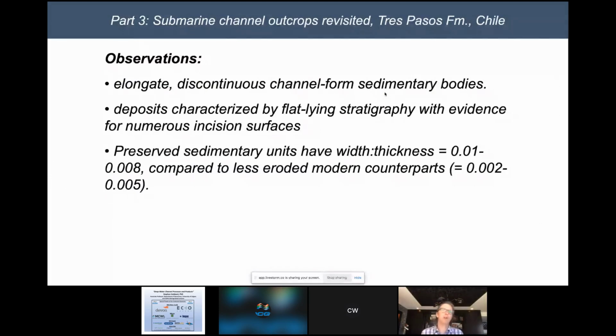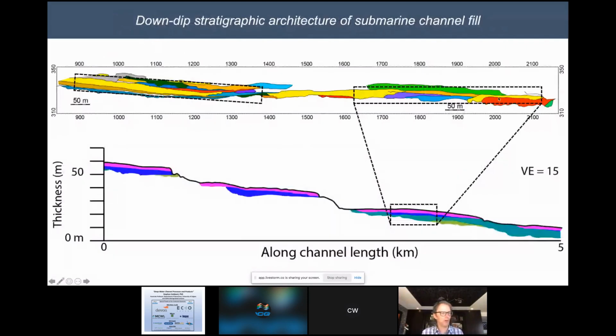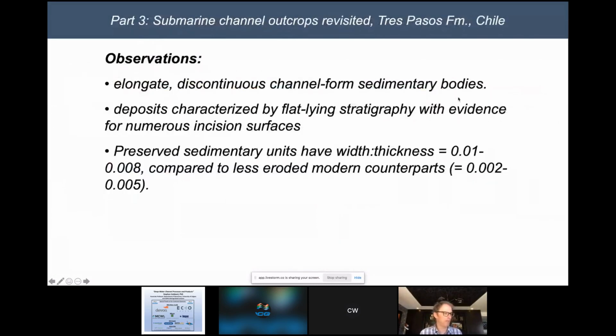This new angle we took along dip, they're not all. They're basically the incision surfaces are all these ones. They're defining these different colored blobs as I've drawn them. Right. That's kind of how they've been manifest in that down dip direction. And the sedimentary units, you know, we got an idea of their width to thickness.